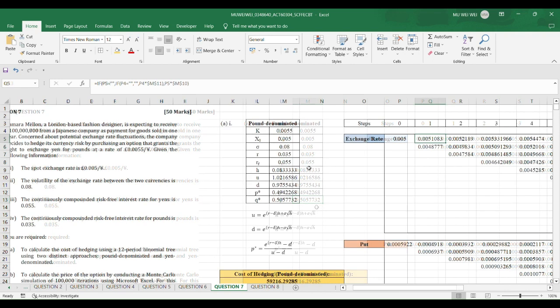By using the information we got from the pound-denominated approach, we will now generate a 12-period binomial tree for the exchange rate first.